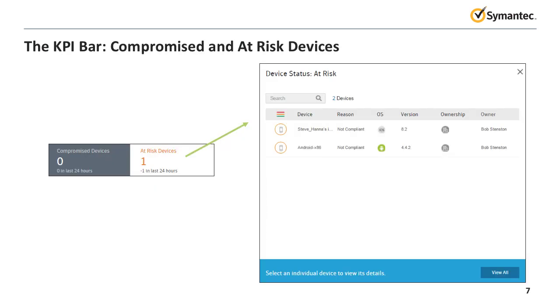The following information is displayed in the compromised devices and at-risk devices KPI blocks. The compromised and at-risk devices count, and the change in the devices count in the last 24 hours. Please note, the compromised block gets highlighted if the compromised device count is greater than 1, indicating that the threshold has been crossed and needs immediate attention. The at-risk block gets highlighted if the at-risk device count is greater than 5%, indicating that the threshold has been crossed and needs immediate attention. The admin can drill down on KPI blocks for a detailed view of compromised and at-risk devices.